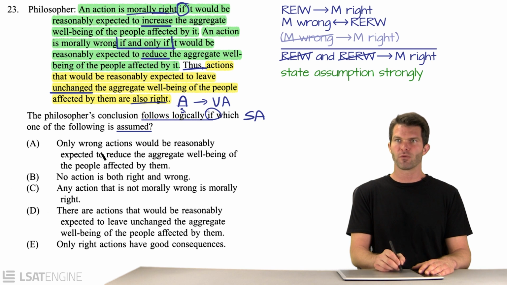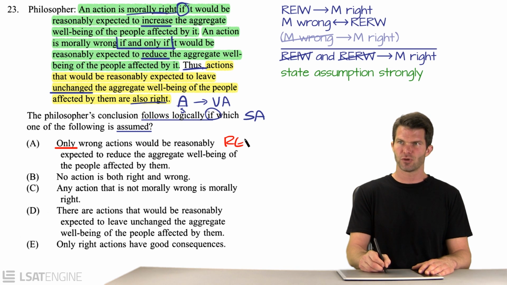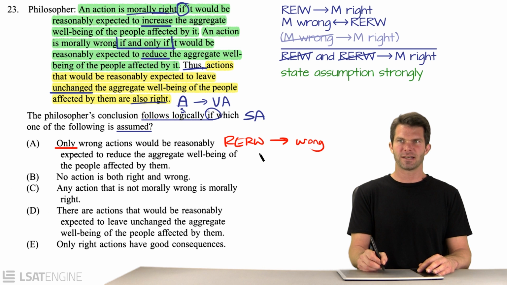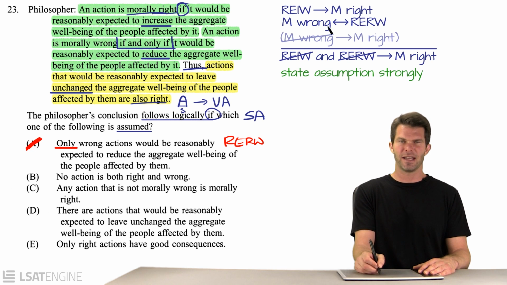So answer choice A says only wrong actions would be reasonably expected to reduce the aggregate well-being. So only is a necessary indicator. So if it's reasonably expected to reduce well-being, then it's wrong. But that's actually something we kind of already have, right? If we recognize that this is a biconditional, that's the arrow that goes this way, right? If it's reasonably expected to reduce well-being, it's wrong. So we kind of already have answer choice A. And so one of the keys to guaranteeing the conclusion here is you're going to have to say something more than what you already have. You're going to have to add something to the argument. We already have the idea that A is expressing. It's embedded in this second premise.